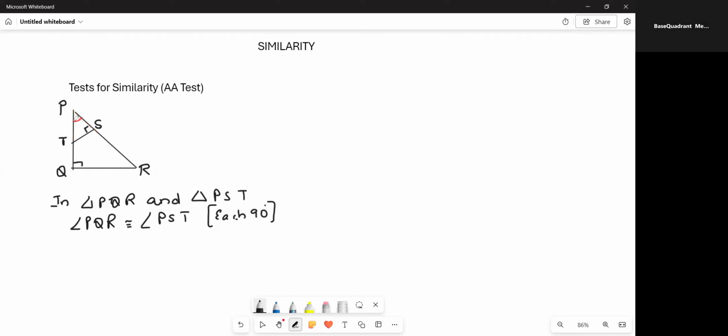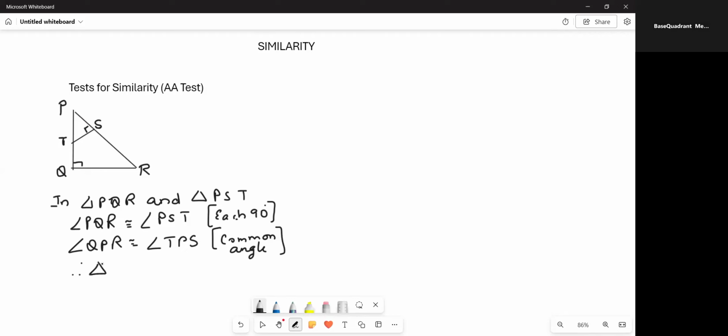Is it the same angle? Yes, it is the same angle. Only one angle is seen here, but it has got two different names for both the triangles. For the bigger triangle, it is QPR, and for the smaller triangle, it is TPS. Therefore, angle QPR is congruent to angle TPS. Reason? Common angle.